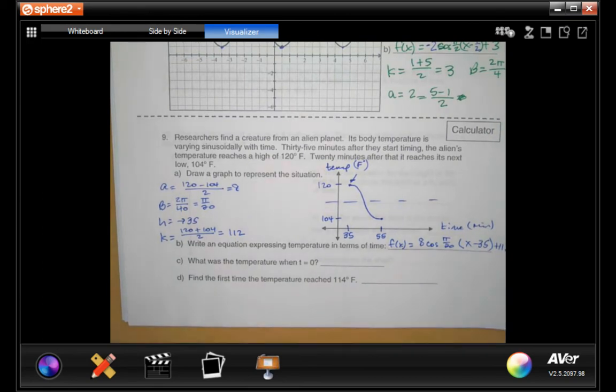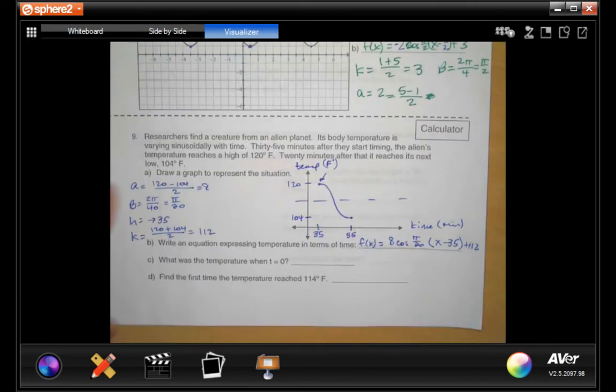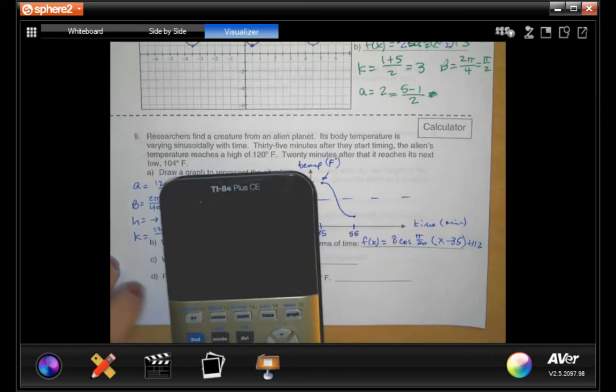Now, usually, guys, on these you have to write the equation, and then one of the questions gives you the x, and another gives you the y. So on C, if it says, what's the temperature when t equals 0, what are they giving us, the x or the y? The x value. They're giving us the x. So I would probably put this in your calculator.